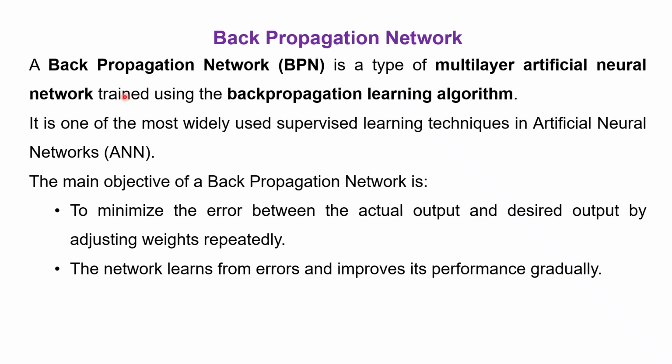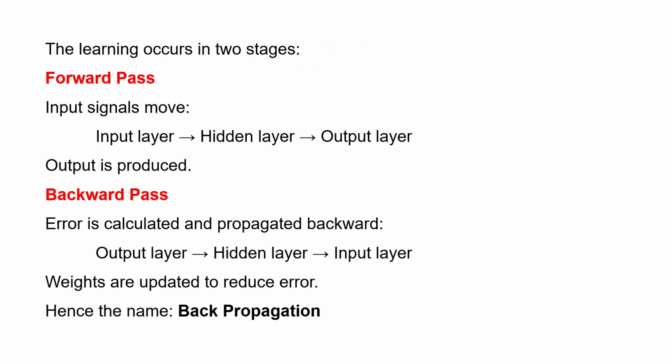A backpropagation network is a type of multi-layer artificial neural network trained using the backpropagation learning algorithm. It is one of the most widely used supervised learning techniques in ANN. The main objectives of a backpropagation network are to minimize the error between the actual output and the desired output by adjusting weights repeatedly. The network learns from errors and improves its performance gradually.